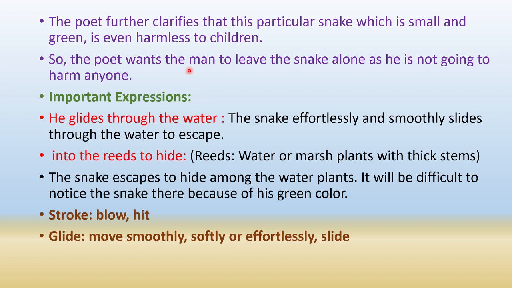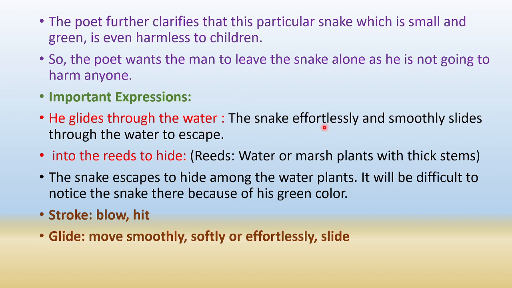Now the poet then further clarifies that this particular snake, which is small and green, is even harmless to children. So the poet wants the man to leave that snake alone as he is not going to harm anyone, not even children. So the important expression in this stanza: he glides through the water.